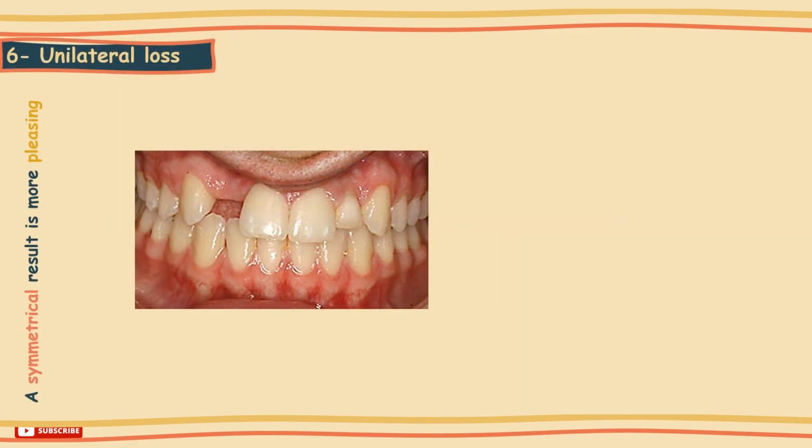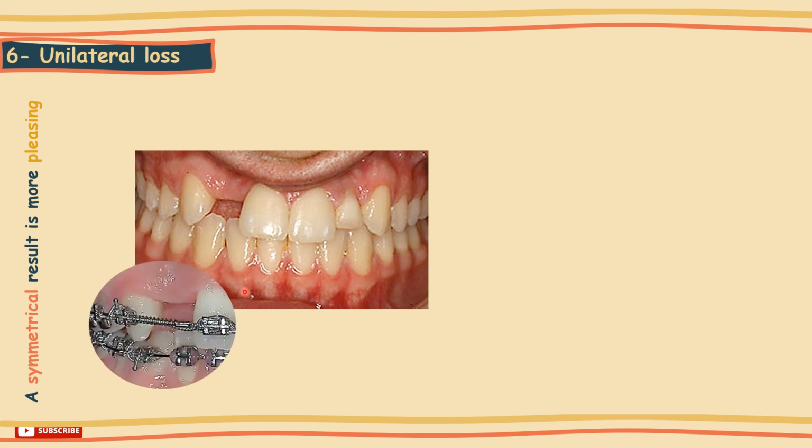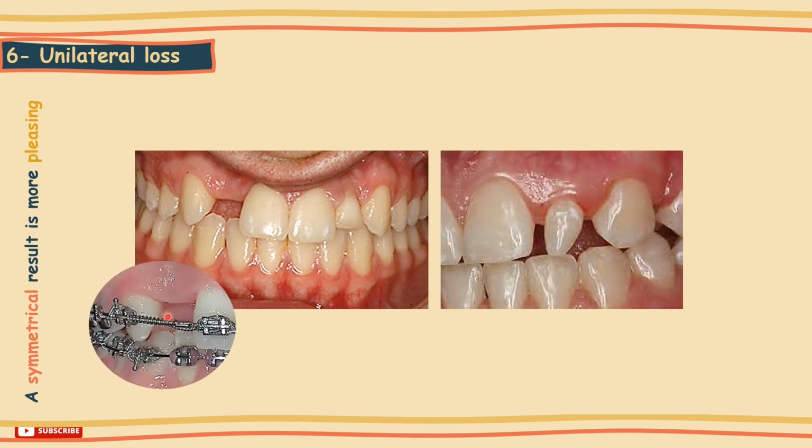Number 6. Unilateral loss. Note that a symmetrical result is more pleasing to the patient. Therefore, maintenance or opening of a space is preferable. If a lateral is missing and the contralateral tooth is peg-shaped, thought should be given to extracting this peg-shaped tooth to achieve symmetry.